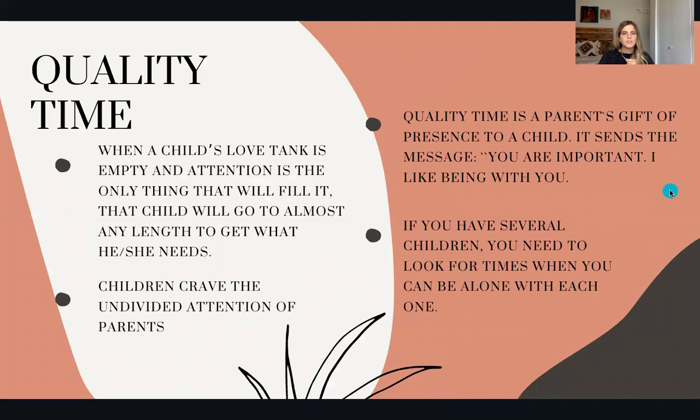The next one is quality time. When a child's love tank is empty and attention is the only thing that will fill it, the child will go to almost any length to get what they need. We know this. Children who want attention will seek it in positive ways. And if they don't get it in positive ways, they will seek it in negative ways.